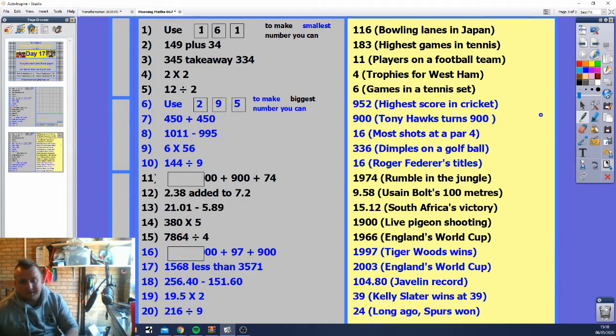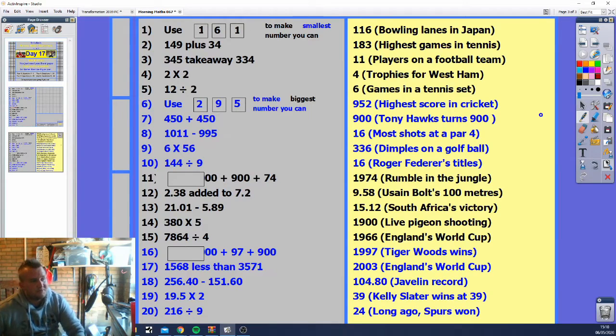15-12 was South Africa's victory in the World Cup in 1995. It was just after apartheid, when there wasn't very good equality before then, and Nelson Mandela became the president, and there was a big push for the South African rugby team to do really well in the World Cup, to create equality and to bring the country together. And amazingly, South Africa won the World Cup that year in 1995, and the score was 15-12. It was a very close game.